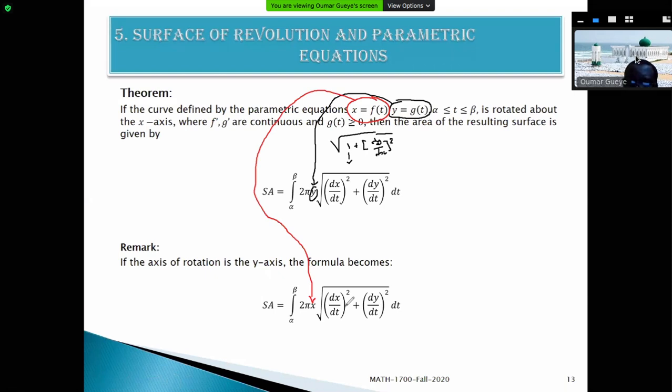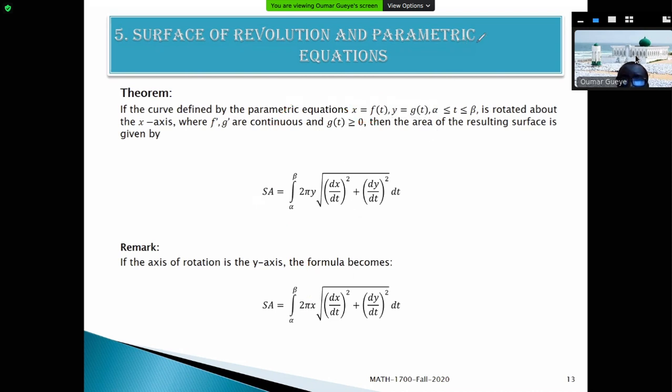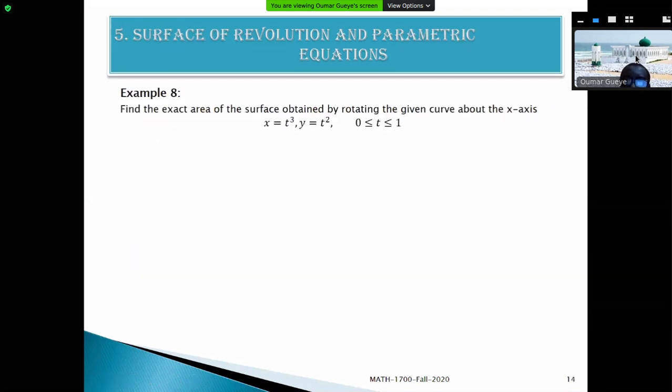All good? All right, so let's see an example. So here is our example. Our axis of rotation is the x-axis, and we have x equal to t cubed and y equal to t squared, this is my g of t, and we rotate the portion of the curve when t is between 0 and 1.